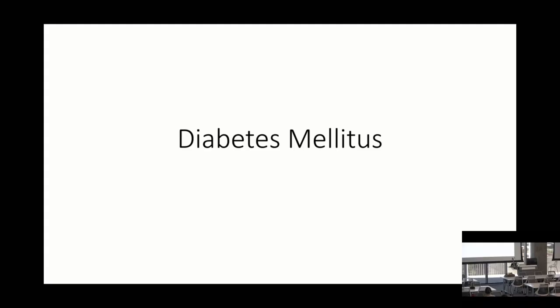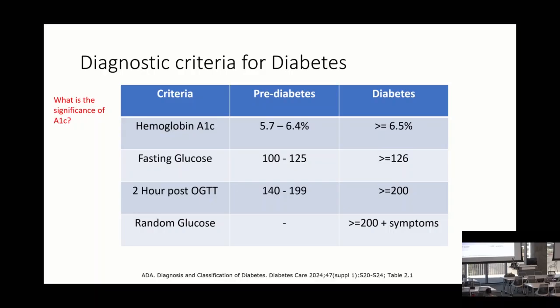Any questions so far? Okay. So diabetes. These are the diagnostic criteria for diabetes. This is important to know, based on the A1C, the fasting glucose, the 2-hour oral glucose tolerance test, and then the random glucose.